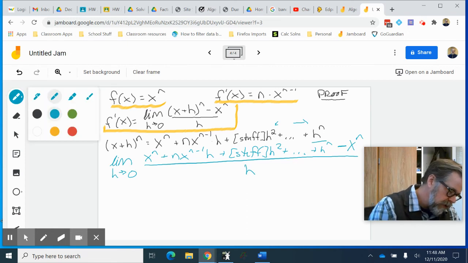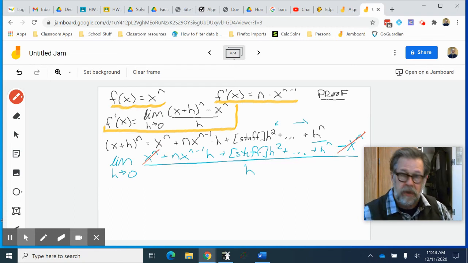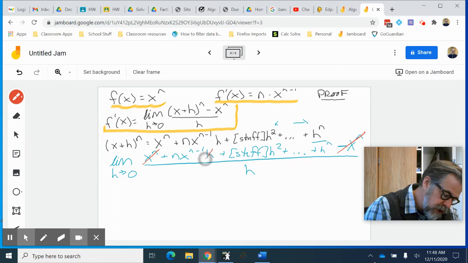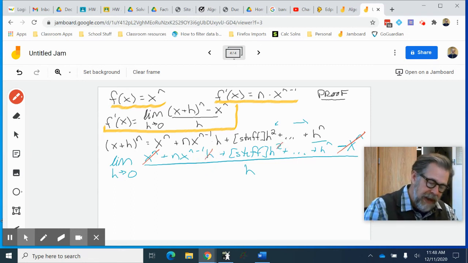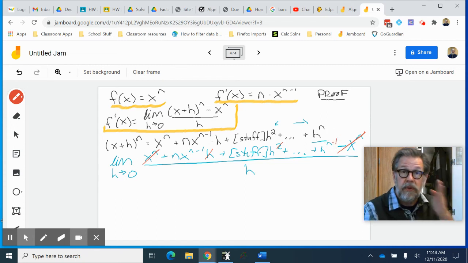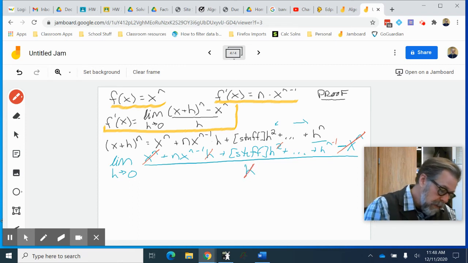Well, if I do a little simplification, what we discover is that this x to the n and that x to the n will cancel each other out. And when I divide everything out by h, this h goes away. That becomes plain old h. This becomes h to the n minus 1. Everything in here will still have a power of h. So what am I left with?